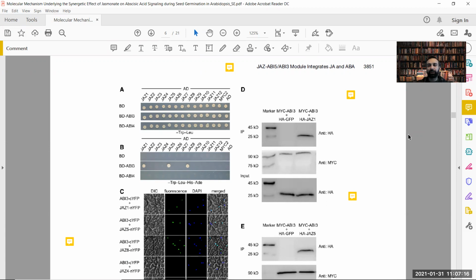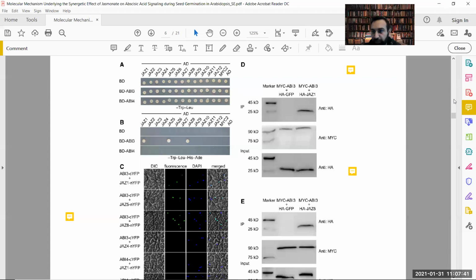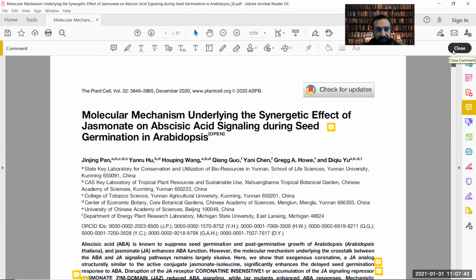I've spent so much time on understanding this immunoprecipitation thing, and many of us, I think, even if we understand something, sometimes the article writers write something wrong, and then we waste a lot of time. So here I want to show you how to interpret co-immunoprecipitation data. The example article of ours is this: molecular mechanism underlying the synergistic effect of jasmonate, blah blah.